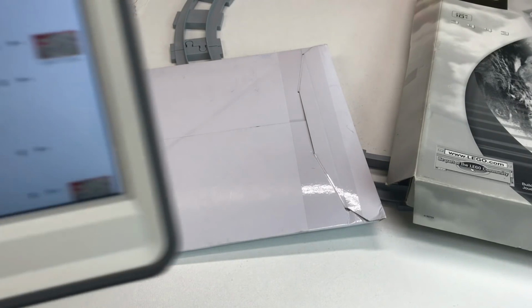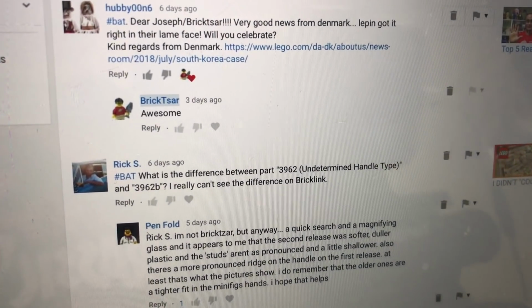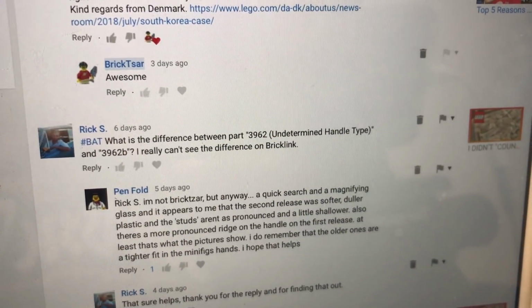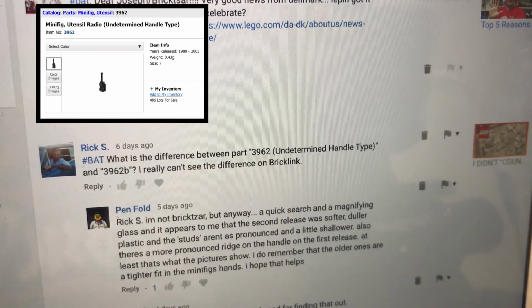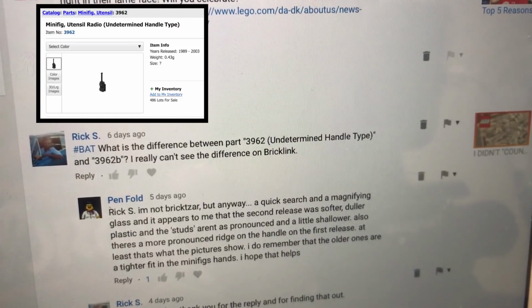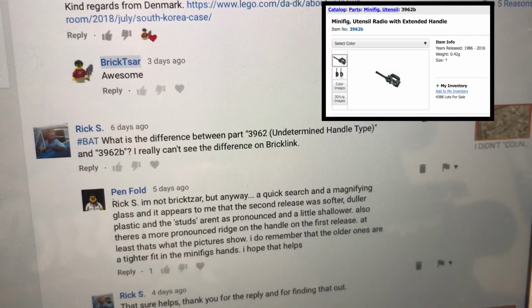The first one comes from Rick, not Rickroll, Rick S. What is the difference between part 3962 undetermined handle type and part 3962B? I really cannot see the difference on Bricklink.